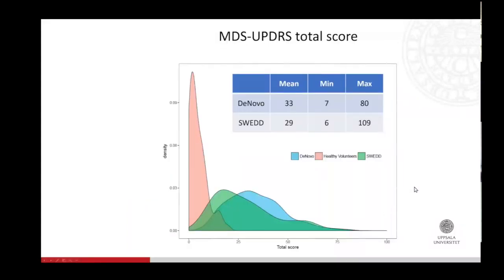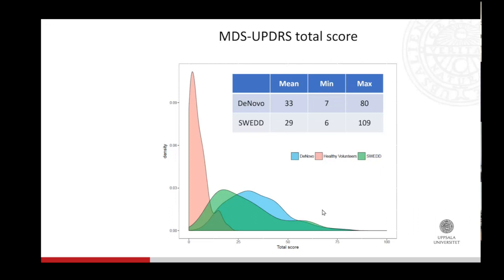And it's not so strange, because if one looks at the MDS-UPDRS distribution in those patients, it was very similar to those who actually were de novo Parkinson's patients, and quite more different from the healthy volunteers. So what we asked ourselves is, well, this is on the total score level, but if we analyzed it on the individual item level, would we be able to distinguish between them?